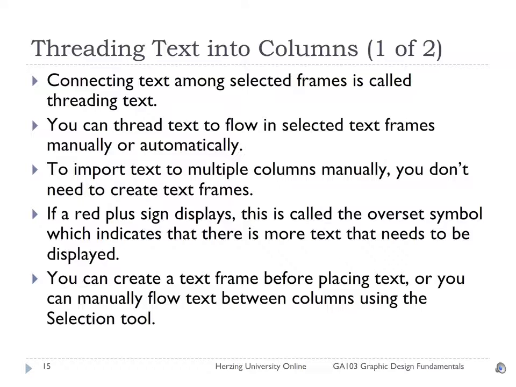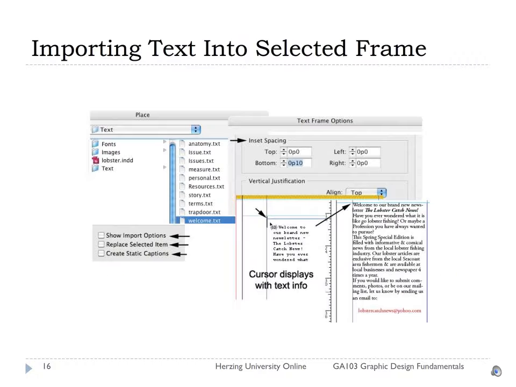Connecting text among selected frames is called threading text. You can thread text to flow into selected text frames manually or automatically. To import text to multiple columns manually, you don't need to create text frames. If a red plus sign displays, this is called an overset symbol, which indicates that there is more text that needs to be displayed. You can create a text frame before placing the text, or you can manually flow text between columns using the selection tool.